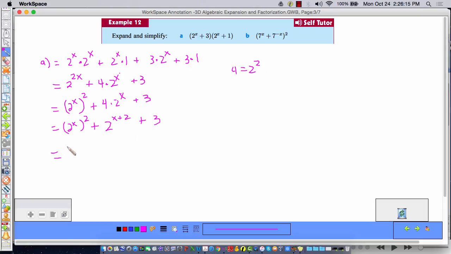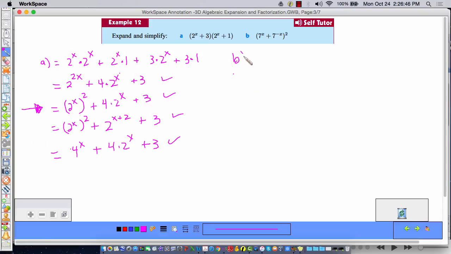I could even write this as, instead of 2 to the x squared, I could have written it as 2 squared to the x power, right? Well, 2 squared is 4. So I could write this as 4 to the x power plus 4 times 2 to the x plus 3. Any combination of those. It just is a matter of what we want to do with it as far as which form we want. This one right here is going to be very helpful to us. You'll see that a little bit later.